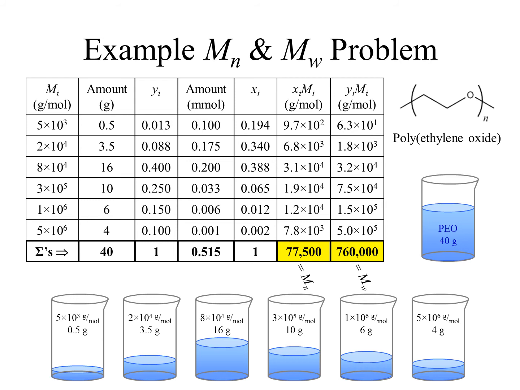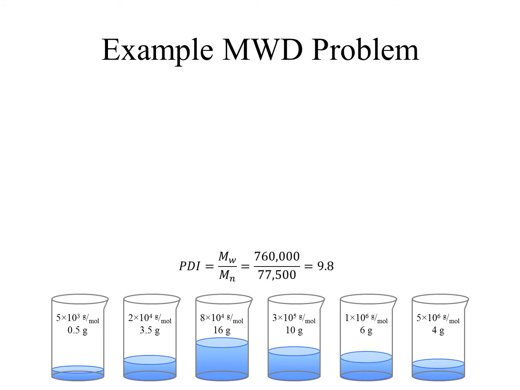Before moving on, I always like to see if my answers make sense. M_w is bigger than M_n, so no obvious mistakes. Now, the PDI calculation is easy. Just divide the M_w, 760,000, by the M_n, 77,500, to get 9.8. This is fairly disperse.